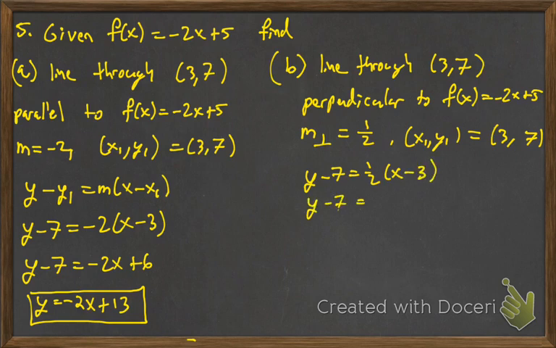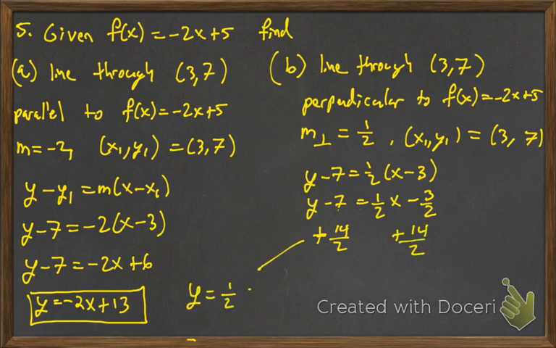Distribute your 1/2. 14 over 2 is 7. Okay, we'll come over here. Y is equal to 1/2 x plus 11 over 2. Okay, and that is our perpendicular line.